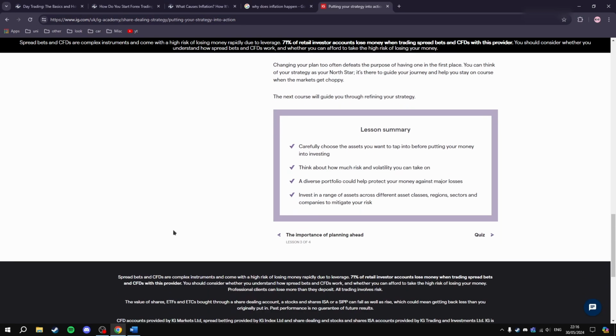Changing your plan too often defeats the purpose of having one in the first place. You can think of your strategy as your North Star. It's there to guide your journey and help you stay on course when the market gets choppy. The next course will guide you through refining your strategy.